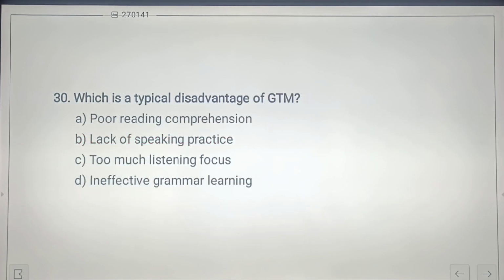Next, which is a typical disadvantage of grammar translation method? A. Poor reading comprehension. B. Lack of speaking practice. C. Too much listening focus. D. Ineffective grammar learning. The question is, which is a typical disadvantage of grammar translation method? The right answer is lack of speaking practice.